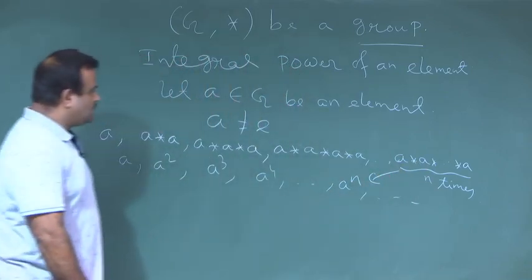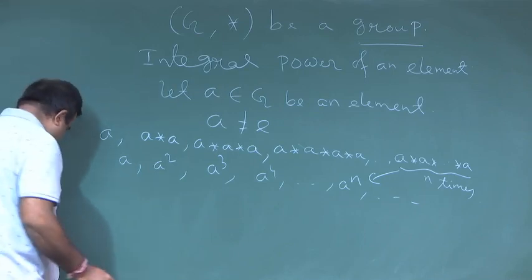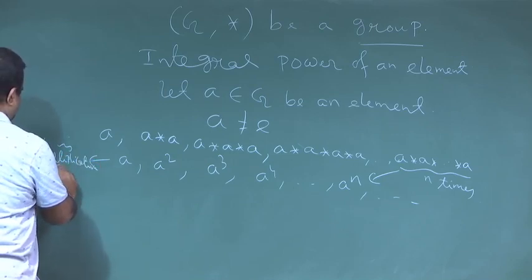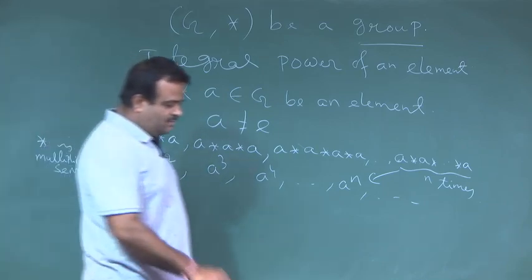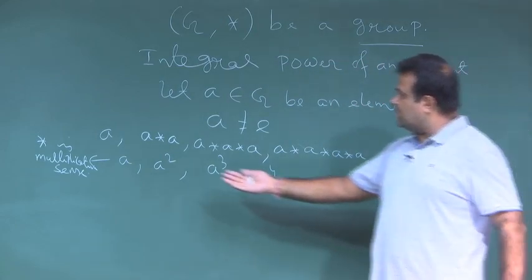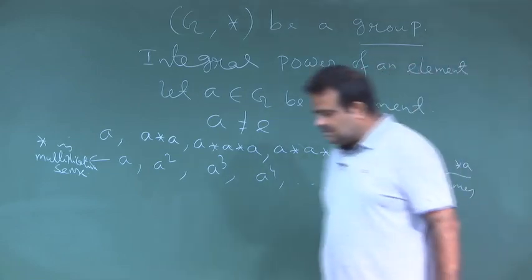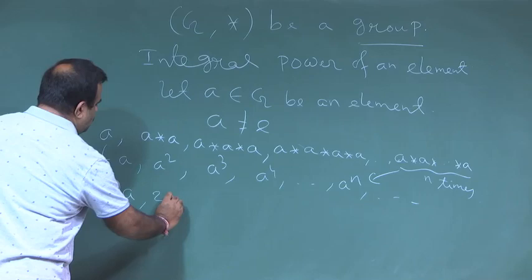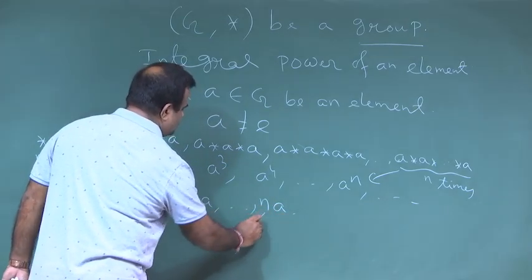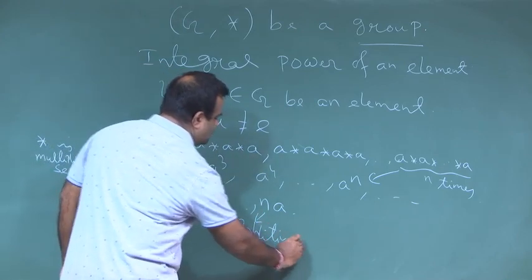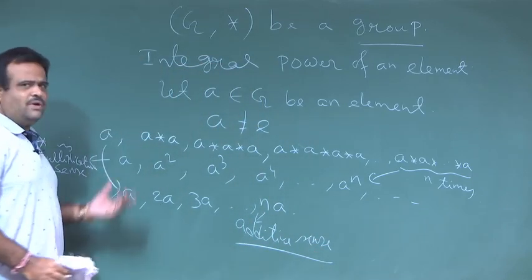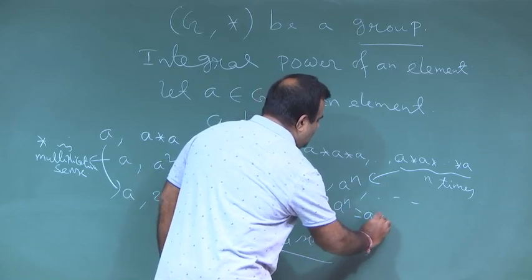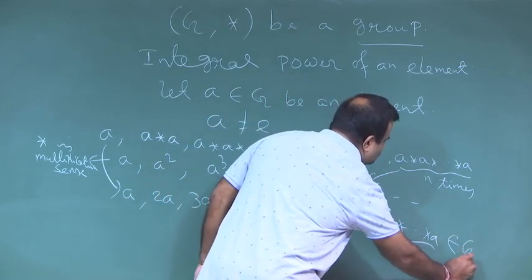This is when the star is in the multiplicative sense. Multiplicative means a into b kind of thing, so a into a is a square. This is just a notation. But if the star is in the additive sense, then this will be written as a, 2a, 3a, and so on up to n a. In general, a to the power n will mean a star a, n times, and this belongs to G because of the closure property.